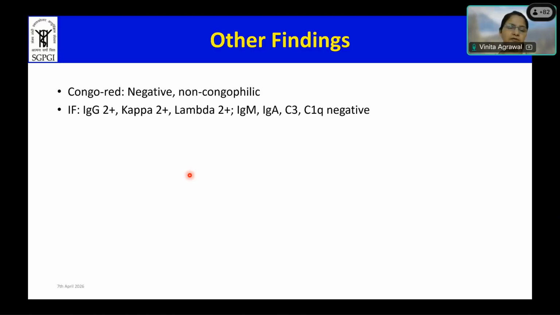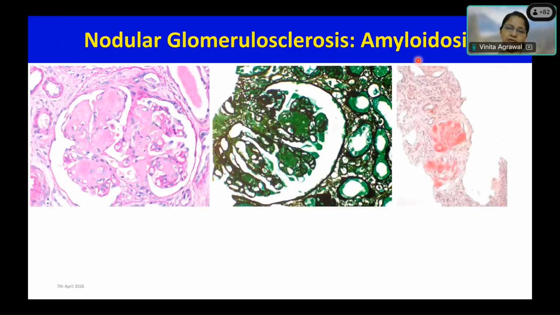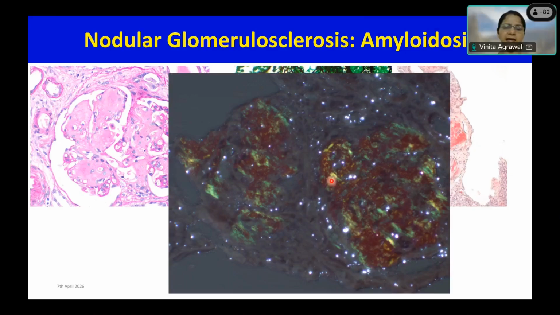Let me show you. This is to show you typical amyloidosis. I showed you this case in the first instance. This is lightly PAS positive material which will be negative on silver staining, and it will be congophilic. When we do Congo red and look under polarized light, it will show a typical apple-green birefringence. So this is typical amyloidosis.